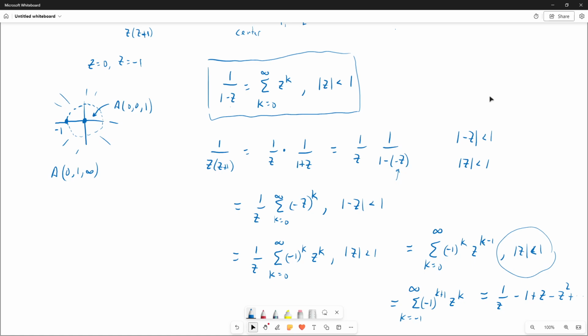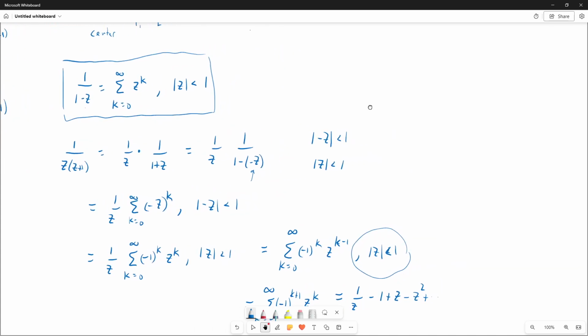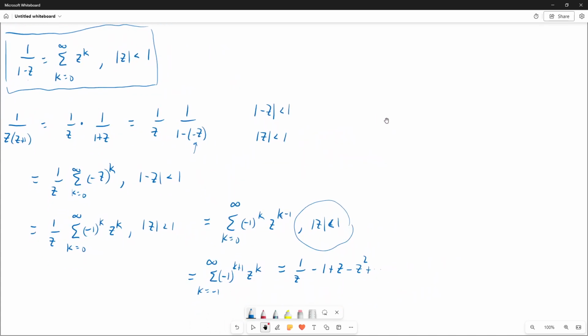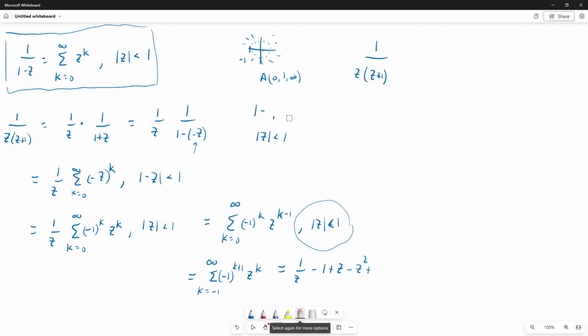Now for the second annulus. We still want to use this formula in the upper left-hand corner, for 1/(z(z+1)), and we want this on the annulus that is outside of the unit disk, that's 0, 1, infinity. So in order to use this formula, the modulus of z in this second annulus is greater than 1.